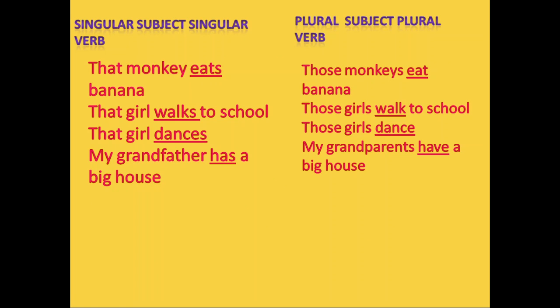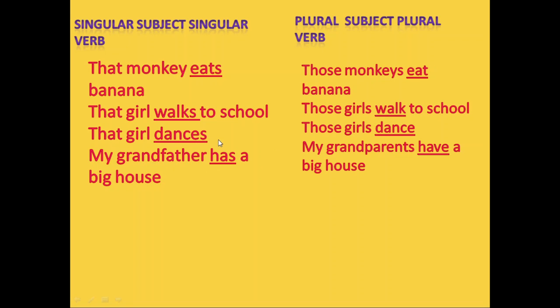So let us see these examples. That monkey eats banana. So here monkey is a singular subject, so we use a singular verb eats. Those monkeys eat banana. So in this sentence, monkeys is a plural subject, so we use the plural verb eat. That girl walks to school. In this sentence, girl is a singular subject, so a singular verb is used, that is walks to school. Those girls walk to school. So here girls is a plural subject, so a plural verb is used in this sentence.